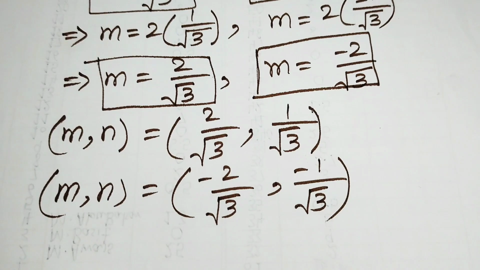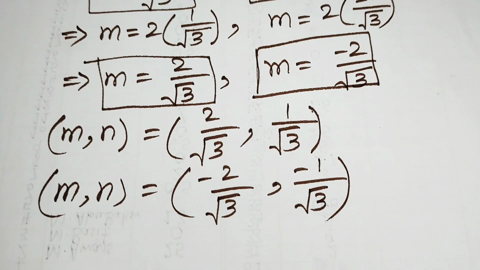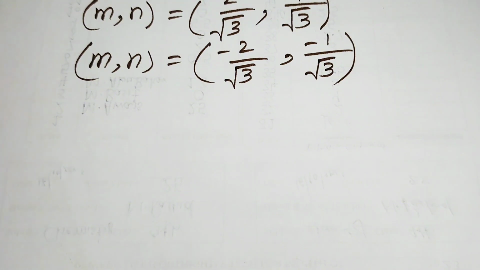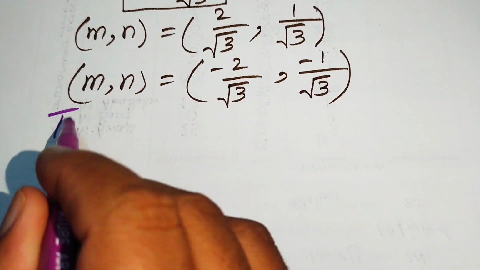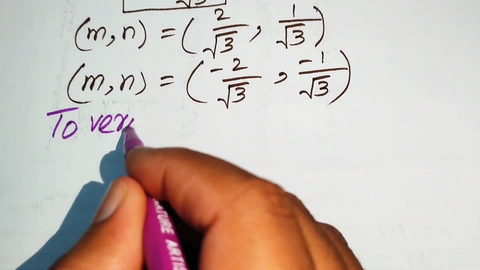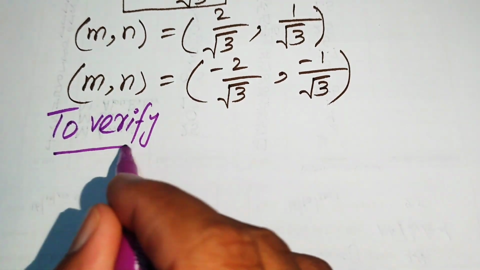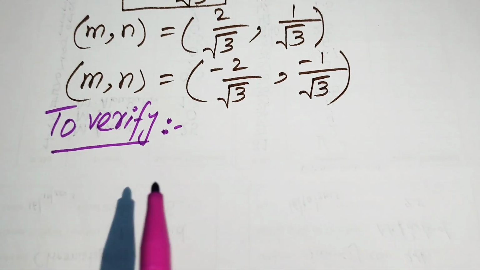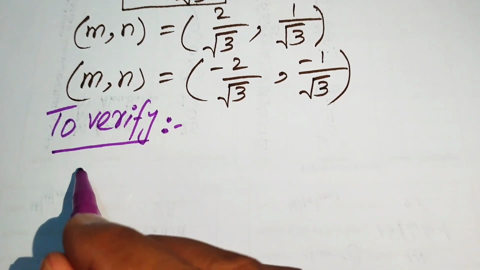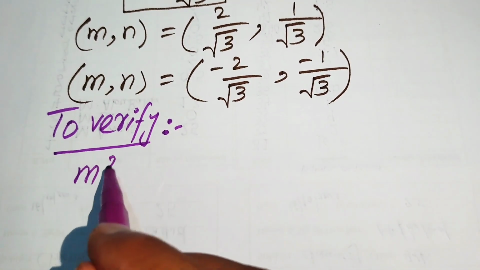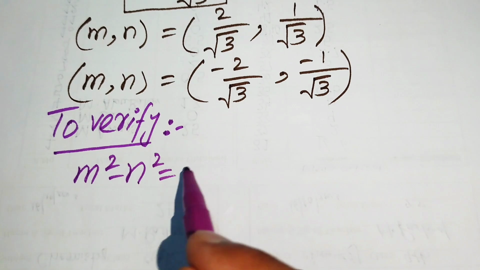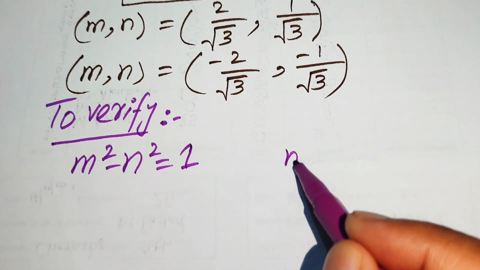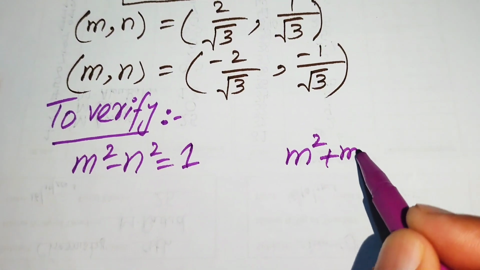Now in the next step we need to verify these two solutions. Here we just verify one solution, and I will leave the second solution up to you; you can verify it by yourself. First we copy down the given two equations. The first equation is m square minus n square equals 1.